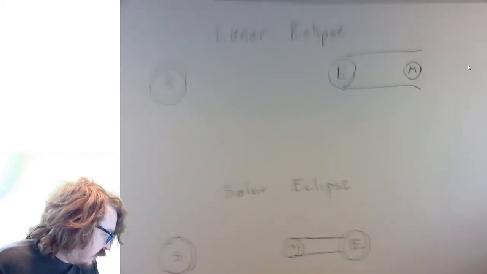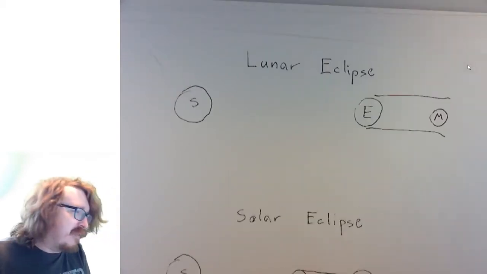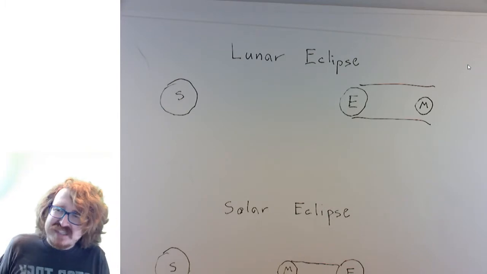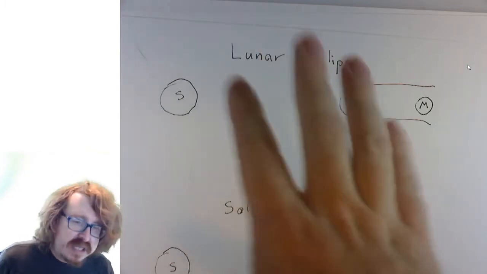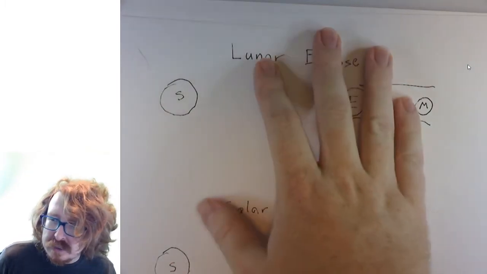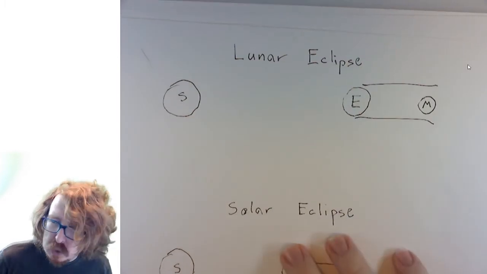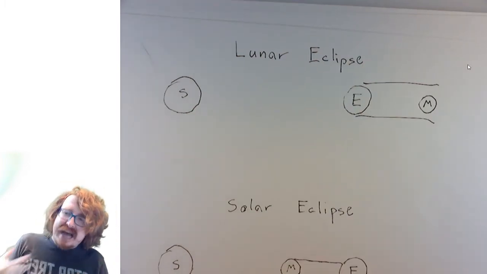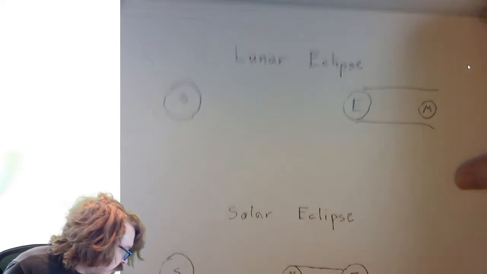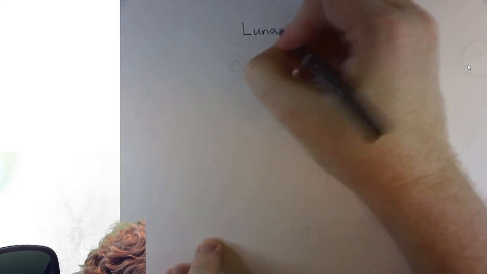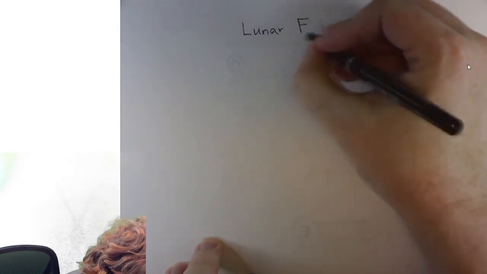What we need to do now is talk about these individually, because it turns out there's actually more than one kind of lunar eclipse, and there's more than one kind of solar eclipse. So let's talk about the types of eclipse, okay? Let's do lunar eclipses first. Let me flip this over. Here we go. So, the types of lunar eclipse.